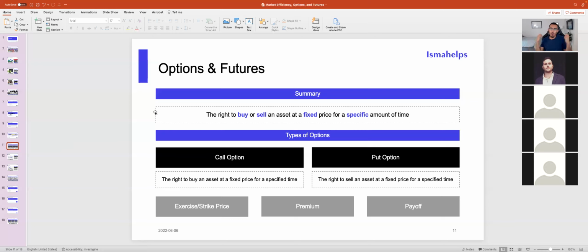But anyways, when we're looking at options and futures, we're really only looking at options, okay? What we're going to do here is define what an option is.